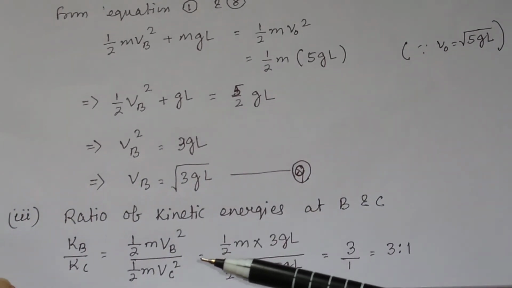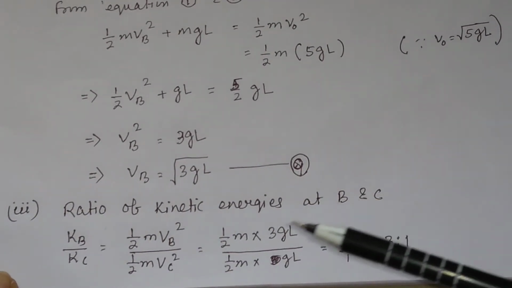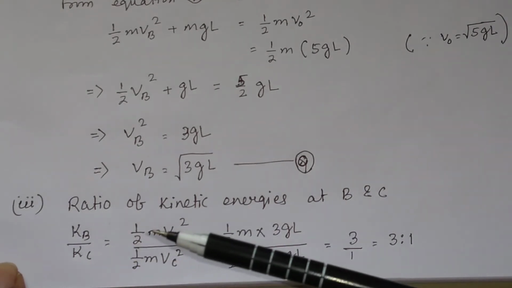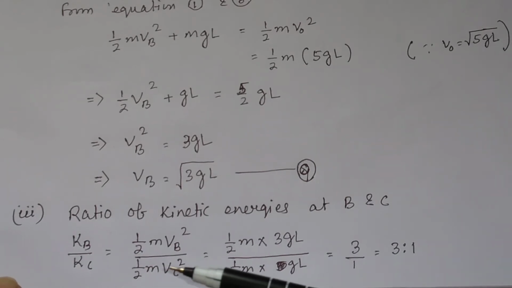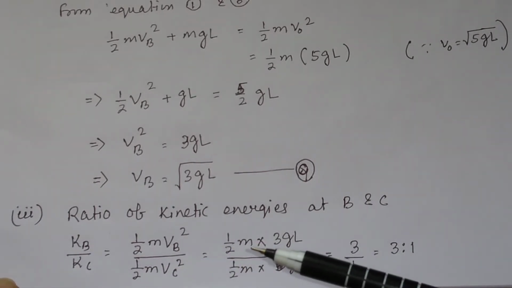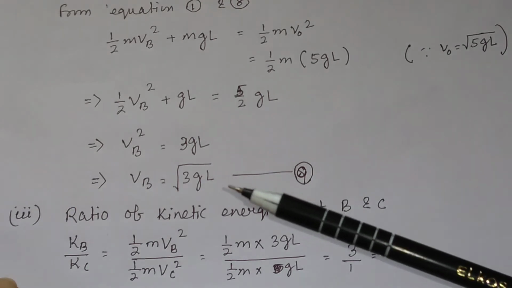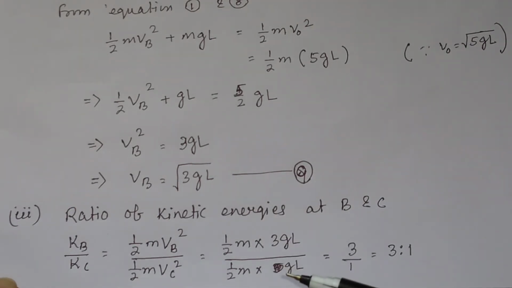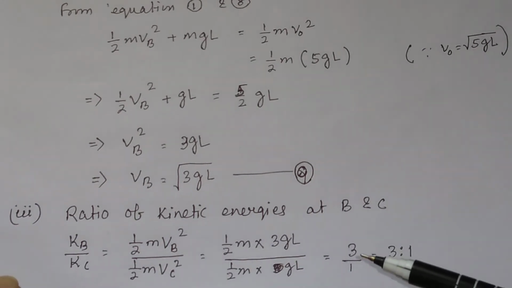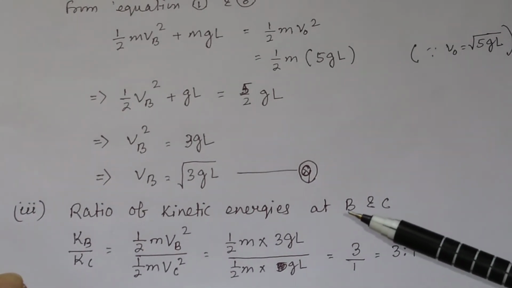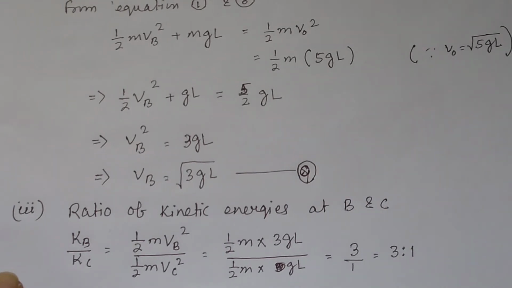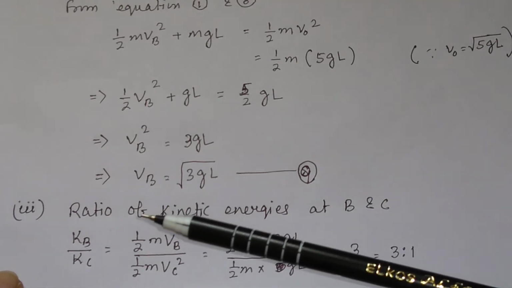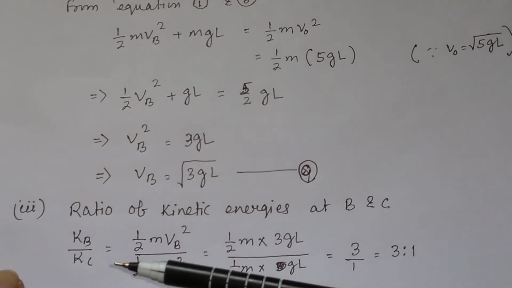And what is the ratio of kinetic energies at the point B and C? The kinetic energy at B is equal to half m vb square, and the kinetic energy at C is equal to half m vc square. So half into m, and vb square is equal to 3gl, and vc square is equal to gl. So if you calculate it, it will be equal to 3:1. So the ratio of the kinetic energies at B and C is equal to 3:1. That is, the kinetic energy at B is equal to 3 times the kinetic energy at C.